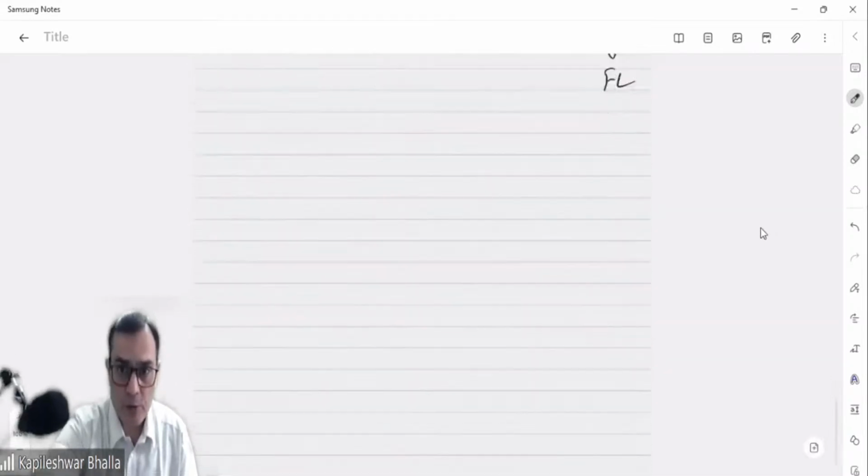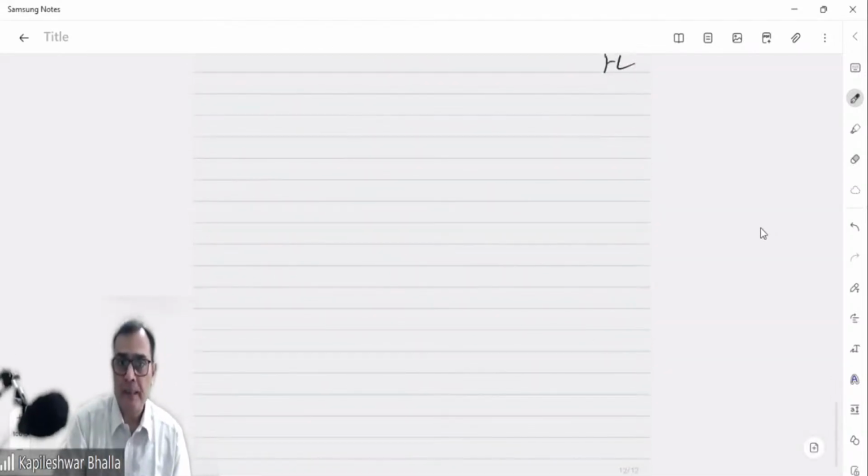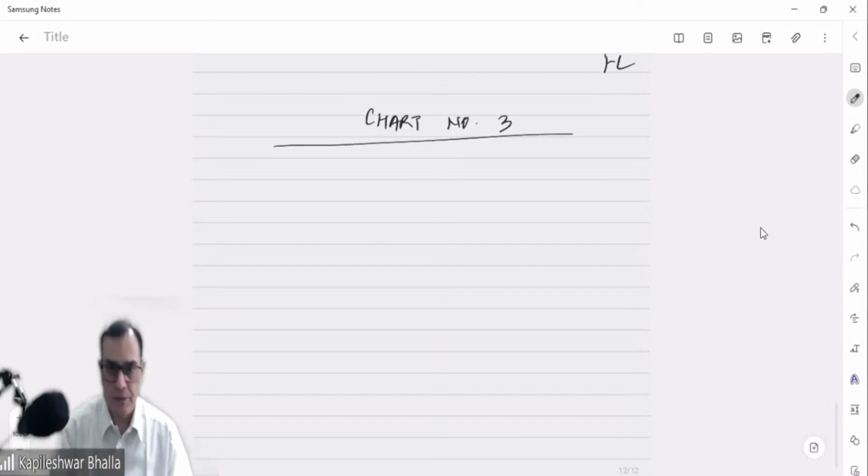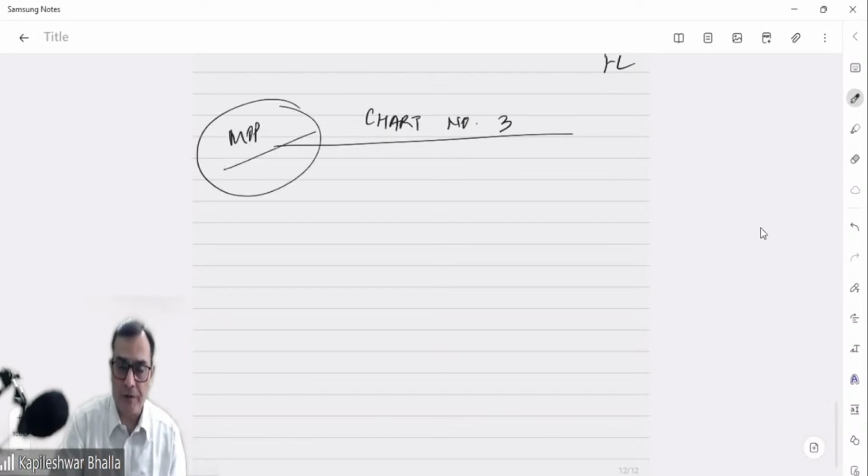Now we need to go to chart number 3. In chart number 3, I'm going to take a mixed blend. Here I'm going to consider the mode of payment to be both equity shares as well as cash. So I think now you know this very well.